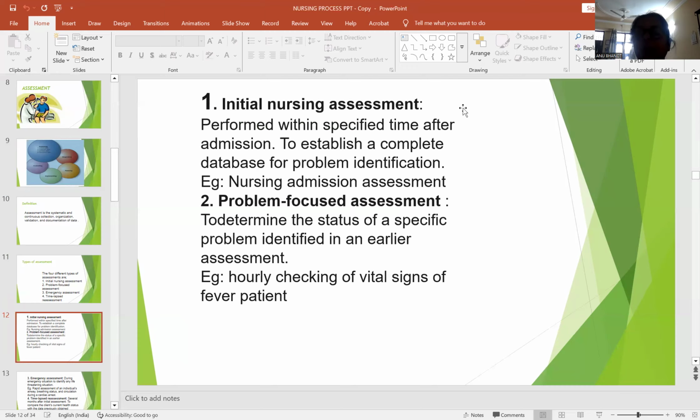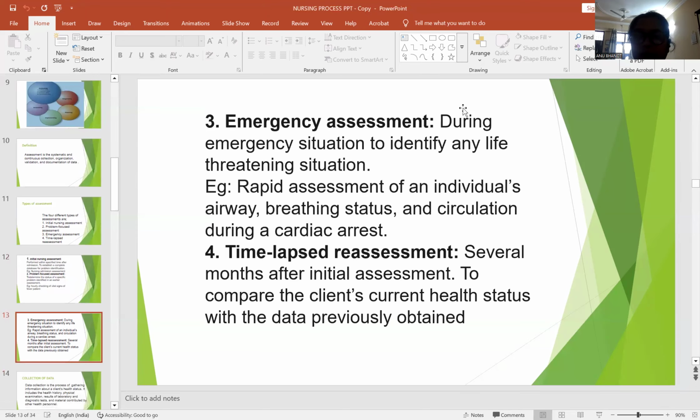Second one is the problem focused assessment. In this, we only focus on the specific problem. For example, a patient says, I'm suffering with chest pain. You only focus on the chest pain. You ask questions about the location of the pain and its intensity. If I ask you on a scale of 0 to 10, what grade do you give your pain? So we only focus on the chest pain.